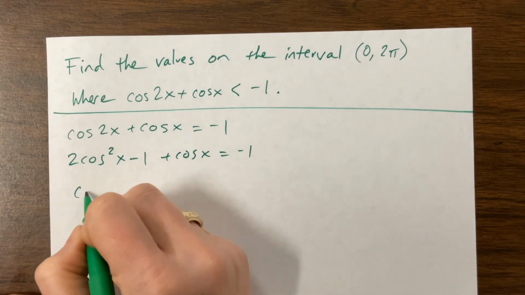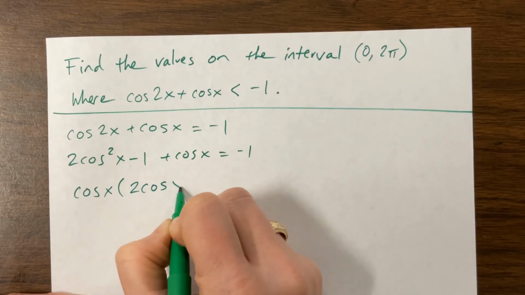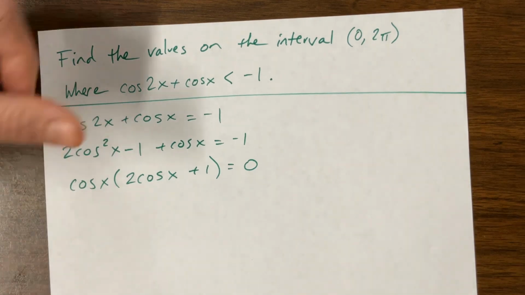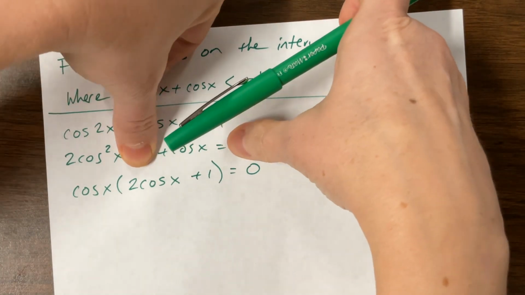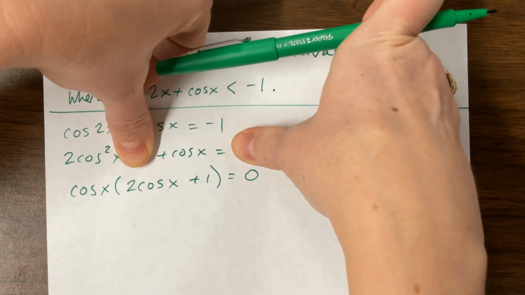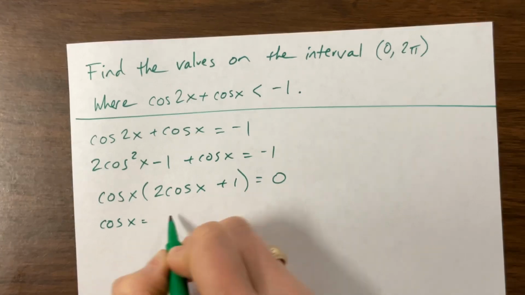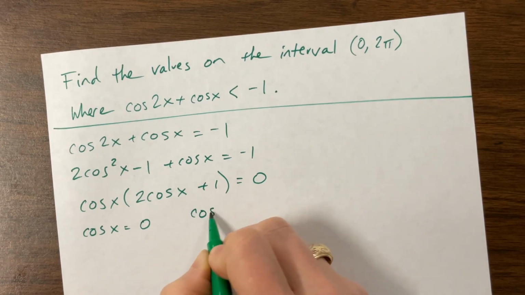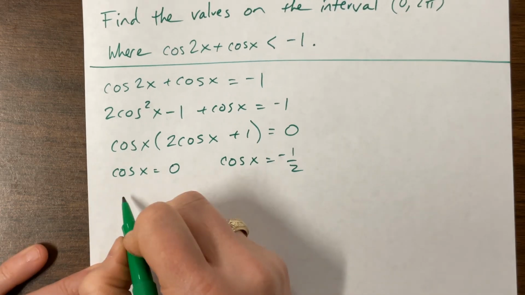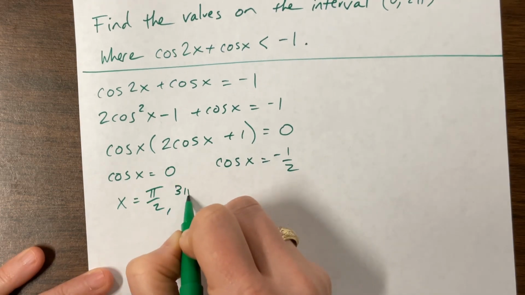I can factor out a cosine, and then I'm left with 2 cosine x plus 1 equals 0. I did 2 steps at once. Can you see how I factored out a cosine between those things right there? Okay, so when is this a true statement? When cosine equals 0 or when cosine equals negative 1/2? When does cosine equal 0? At pi over 2 and at 3 pi over 2.